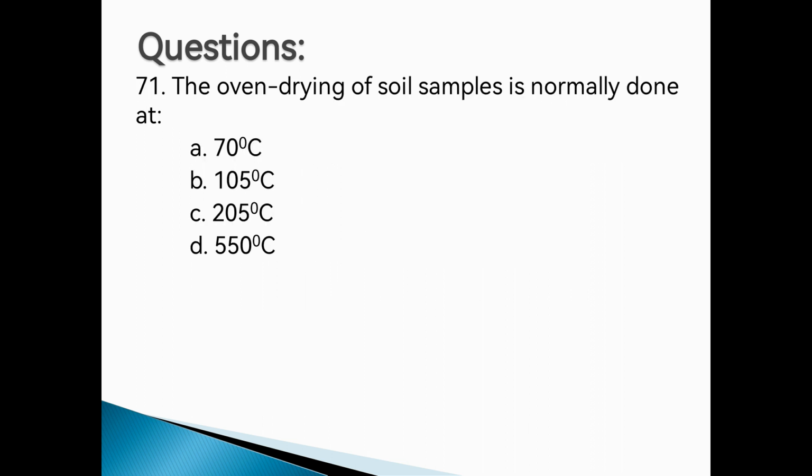Number 71. The oven drying of soil samples is normally done at A, 70 degrees Celsius, B, 105 degrees Celsius, C, 205 degrees Celsius, D, 550 degrees Celsius. The correct answer is 105 degrees Celsius.